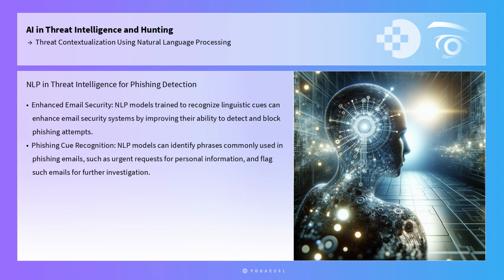NLP models trained to recognize these cues can enhance email security systems by improving their ability to detect and block phishing attempts. For example, an NLP model can be trained to identify phrases commonly used in phishing emails, such as urgent requests for personal information, and flag such emails for further investigation.